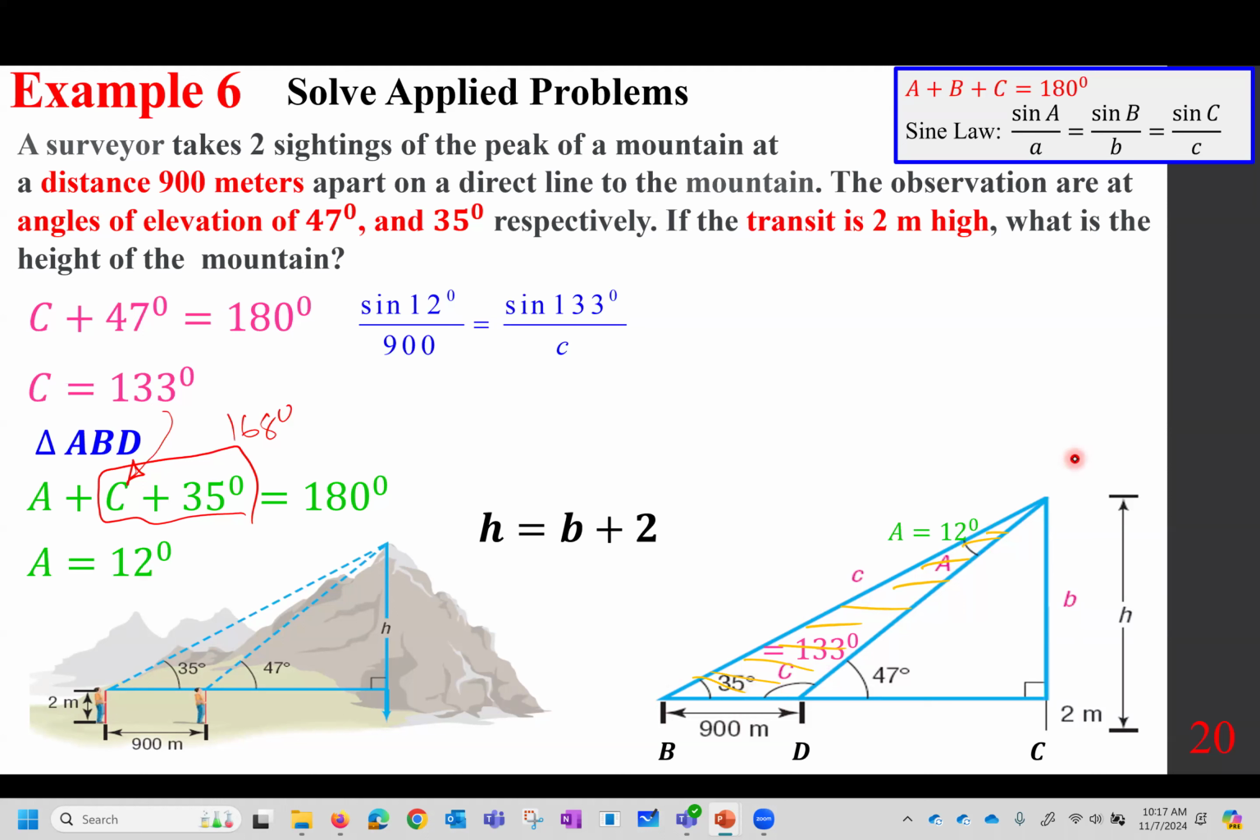Just for the sake of argument, if you put sine of 35 against this side, you can find this side. Whether you find this side or this side doesn't matter. You are in business. You can finish the job in no time. We need one of those sides. That's all. So the product of these two is the same as product of these two. Therefore, C is 900 sine 133 divided by sine of 12.